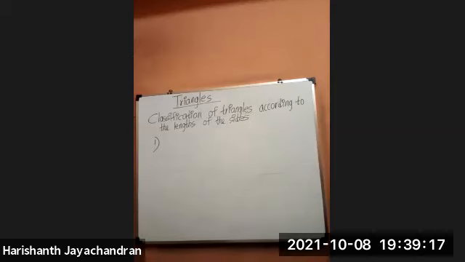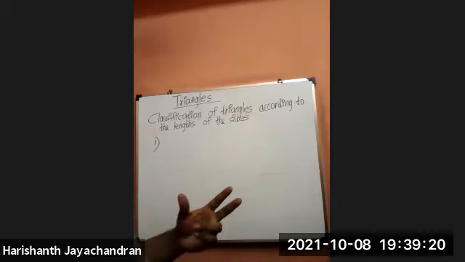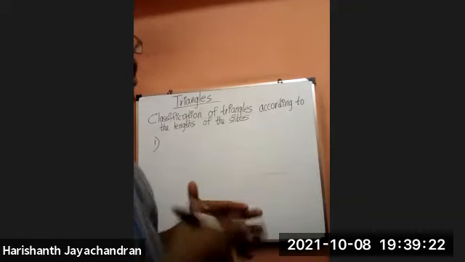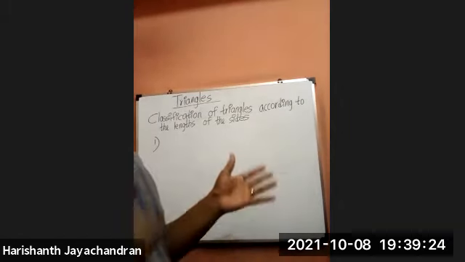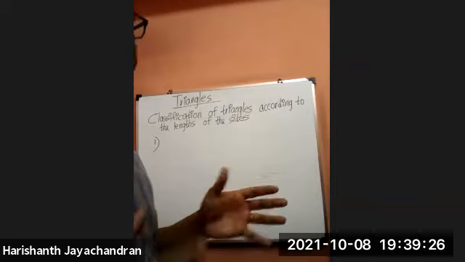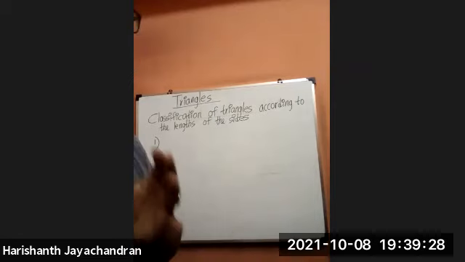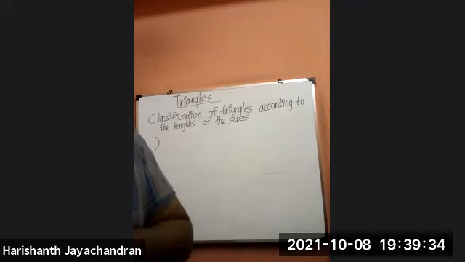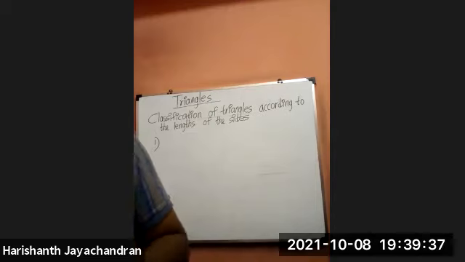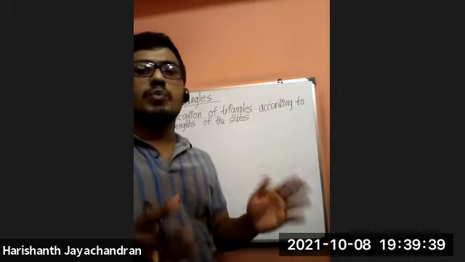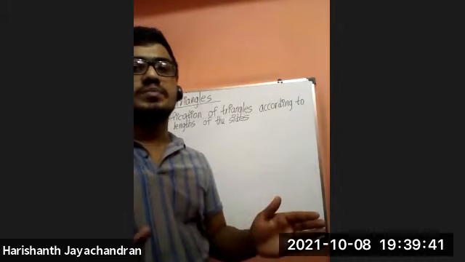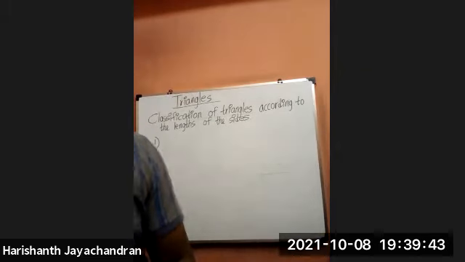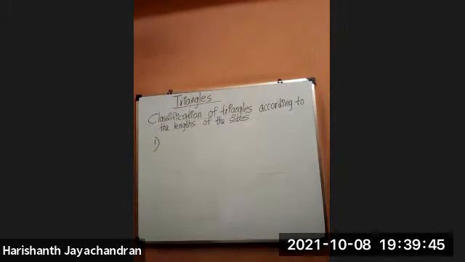And if you take a triangle in which all three sides are not equal to each other, which means a triangle in which none of the sides are equal to each other, we would call that triangle as what? As scalene triangle, right? So we shall write it down, guys.